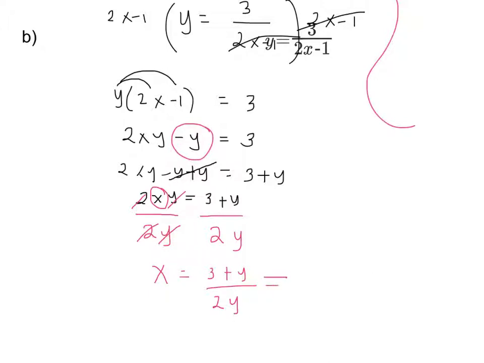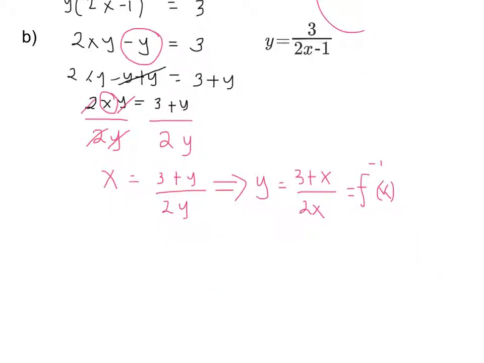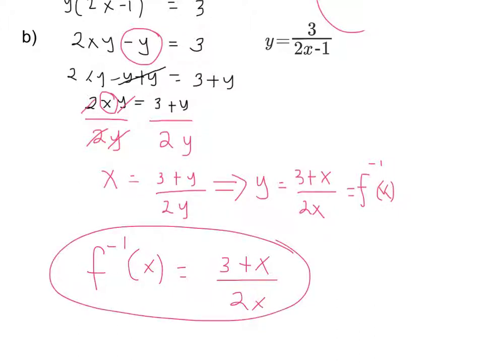Finally, interchange x and y. So y becomes x, and then you have 2x. This is the value of the inverse. Okay, so that's how you get the inverse. So finally, we just write the final answer: f inverse of x is 3 plus x over 2x. Okay, so that's all. That's how you find the inverse of the function 3 over 2x minus 1.